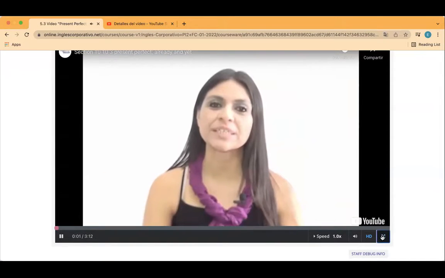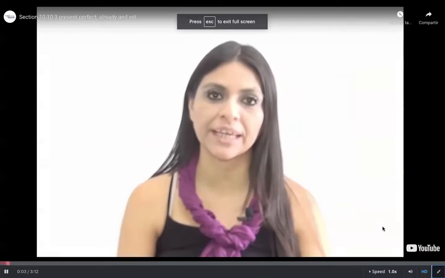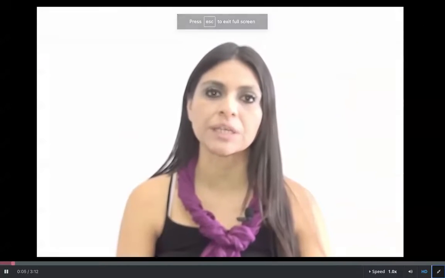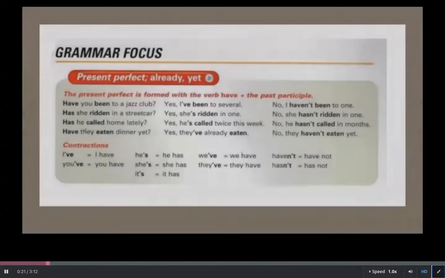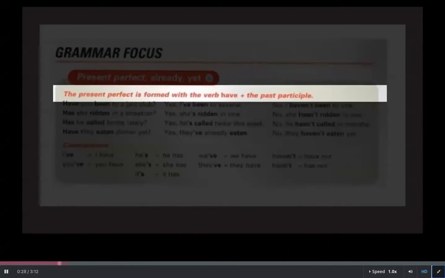Okay. Hi, in this lesson we will study present perfect with already and yet. Ask and answer questions in present perfect with irregular and regular past participles. I want you to concentrate on this new tense. Notice how it is formed. Pay close attention to the words already and yet. Present perfect. Already, yet. The present perfect is formed with the verb have plus the past participle.